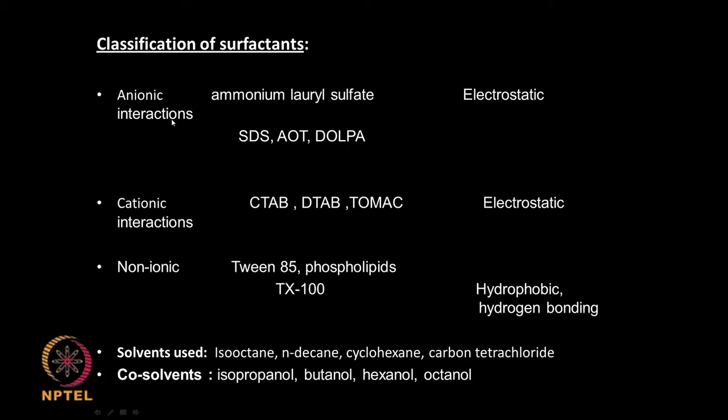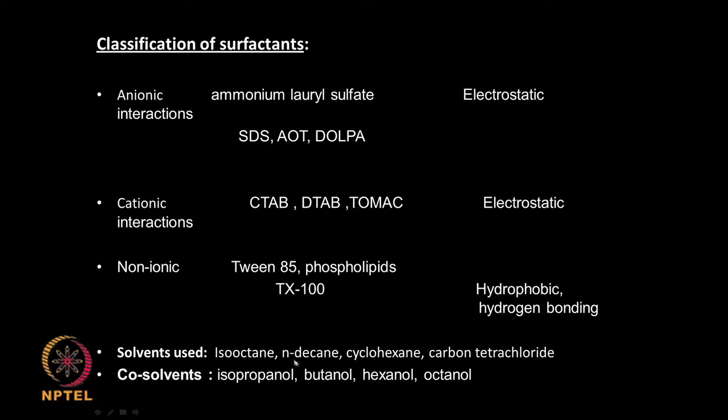How do you classify these surfactants? Anionic, cationic, non-ionic. Anionic: ammonium lauryl sulfate, SDS, sodium dodecyl sulfonate, AOT, DOLPA. Cationic: CTAB, DTAB, TOMAC. Non-ionic: Tween 85, Triton X-100, phospholipids and so on. We have three types; generally with ionic surfactants, anionic or cationic, you have electrostatic forces, whereas non-ionic surfactants have no electric charge, so the interactions are generally hydrophobic and hydrogen-bond type non-bonded interactions.